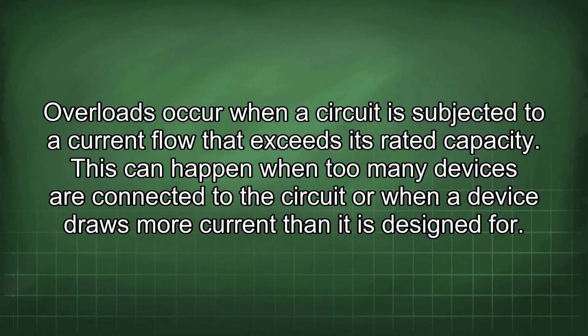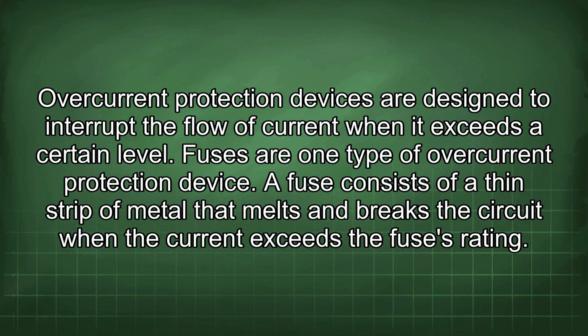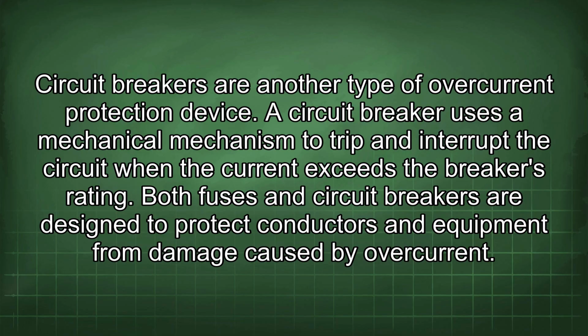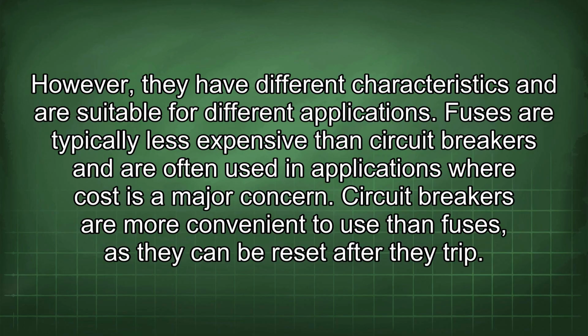Overcurrent protection devices are designed to interrupt the flow of current when it exceeds a certain level. Fuses are one type of overcurrent protection device. A fuse consists of a thin strip of metal that melts and breaks the circuit when the current exceeds the fuse's rating. Circuit breakers are another type of overcurrent protection device. A circuit breaker uses a mechanical mechanism to trip and interrupt the circuit when the current exceeds the breaker's rating. Both fuses and circuit breakers are designed to protect conductors and equipment from damage caused by overcurrent. However, they have different characteristics and are suitable for different applications.